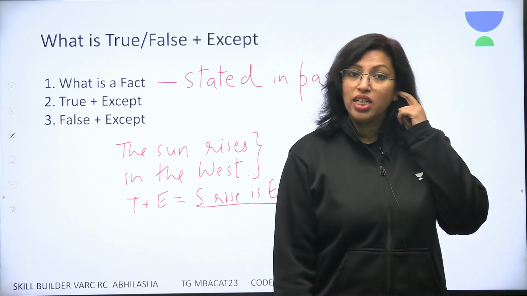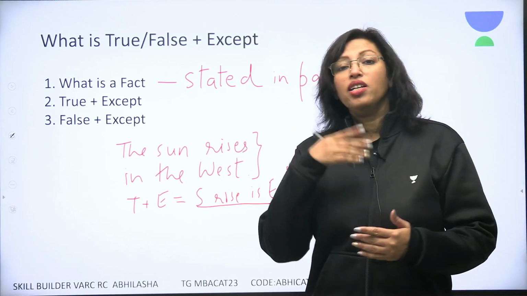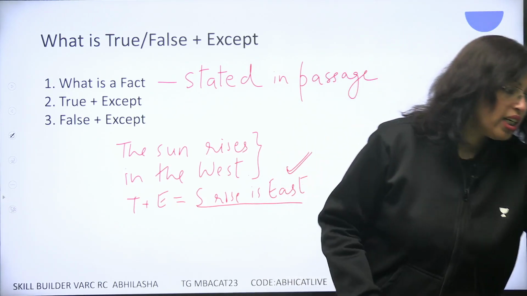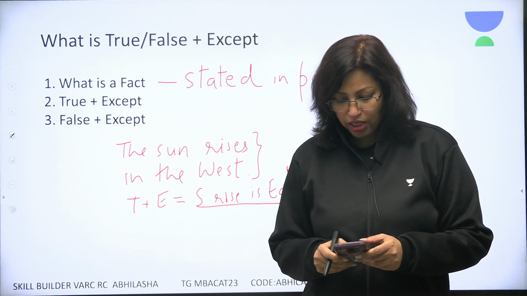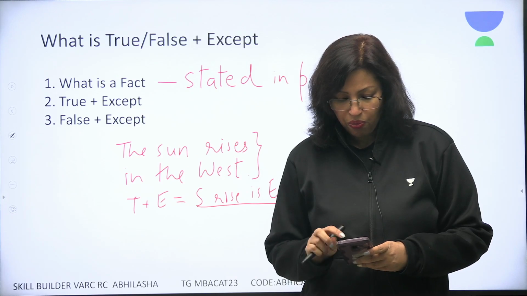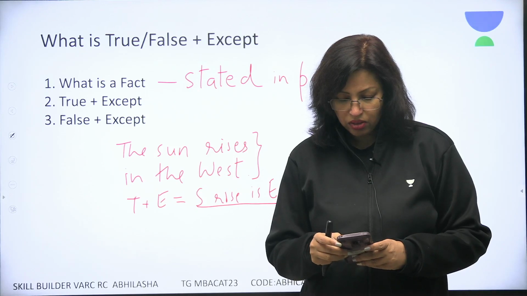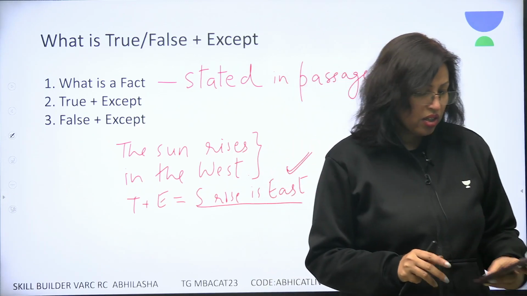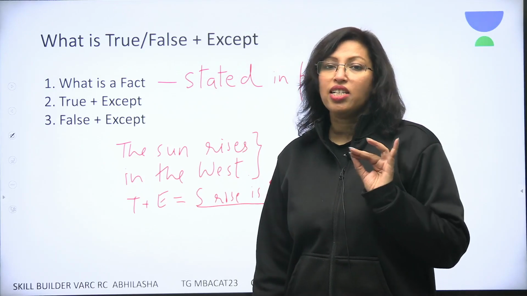So remember this, that when you're looking at a true plus except answer or a false plus except answer, the true thing is what is mentioned in the passage. Okay. So that's very important that we are able to spot it and that we are able to take it forward from there. So be very careful and cautious of this thing. So fact is anything that is stated in the passage.